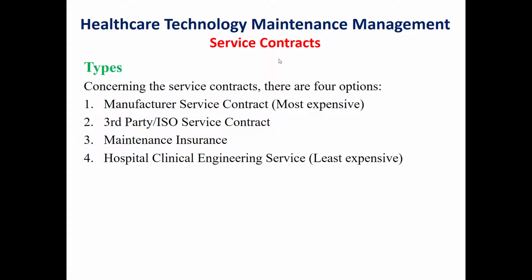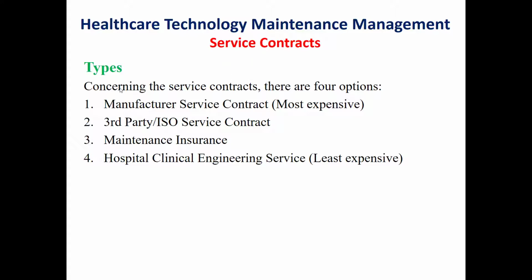We have four types or options concerning the service contracts. We have the manufacturer service contract, which is the most expensive type. The second option will be the third party or independent service organization service contract. The third type is maintenance insurance, and the last one will be the hospital clinical engineering service, which will be the least expensive type.